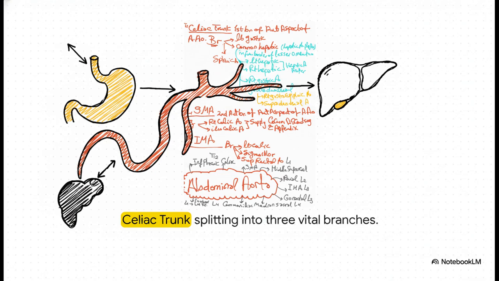Zooming right in on that T12 exit, we find the celiac trunk. It's this short, stubby little vessel that almost immediately splits into three vital paths. You have the left gastric artery heading up, the common hepatic artery heading right toward the liver, and the notoriously tortuous splenic artery snaking its way over to the left. These three branches literally form the vascular foundation for your entire upper GI tract, the stomach, the liver, and the spleen.